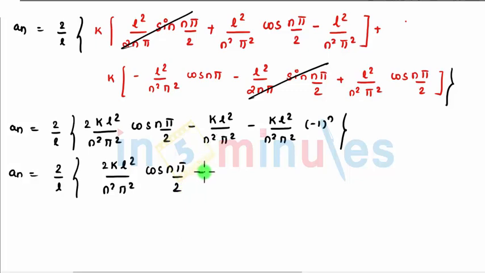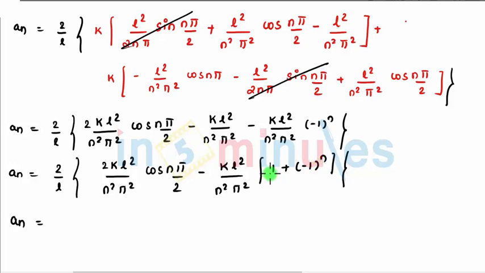Here I can take minus k L square divided by n square pi square as common. I can write 1 plus minus 1 raised to n. When you put an odd number here, that comes to be minus 1. So 1 minus 1 becomes to be 0. So I say for n is equal to odd, this term comes to be 2 by L.